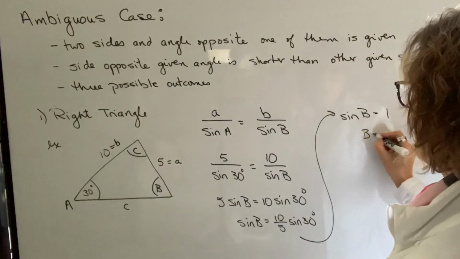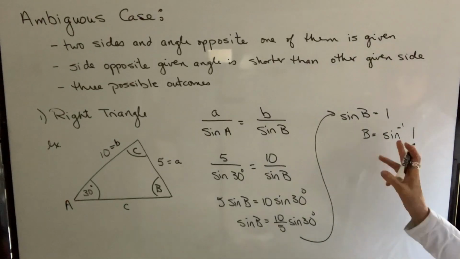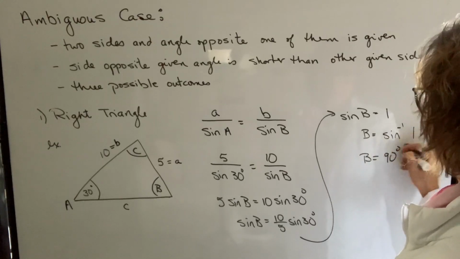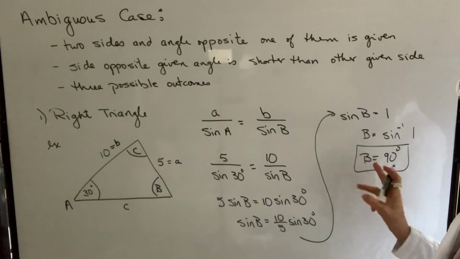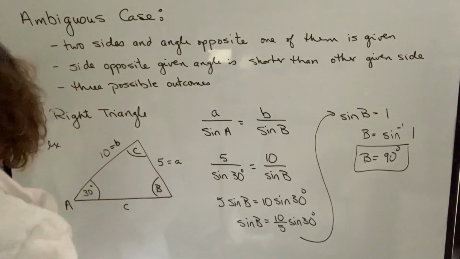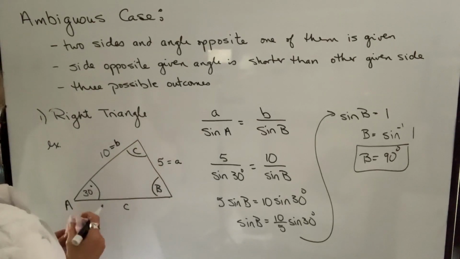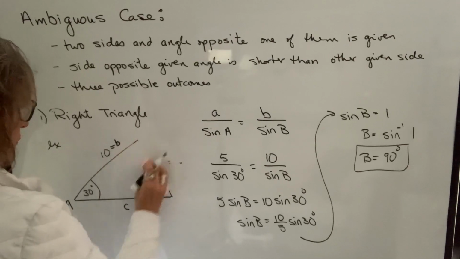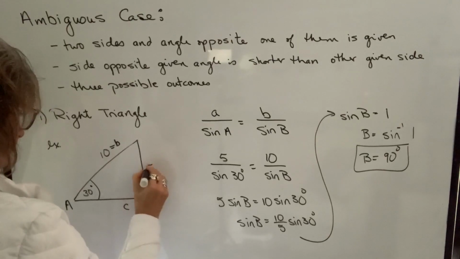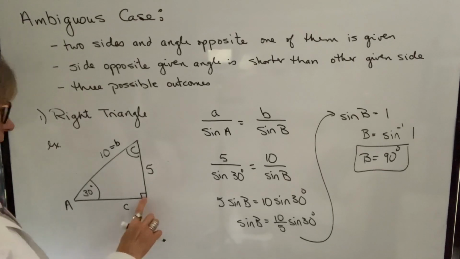To find B, you might recognize right away what the angle is, but if not, if you go inverse sine of 1 on your calculator, you get an angle of 90 degrees. Because you have an angle of 90 degrees, you have a right triangle. So really the triangle won't look like that. It will actually form a right angle here. So I'm just going to redraw that. So now we've got 90 degrees.